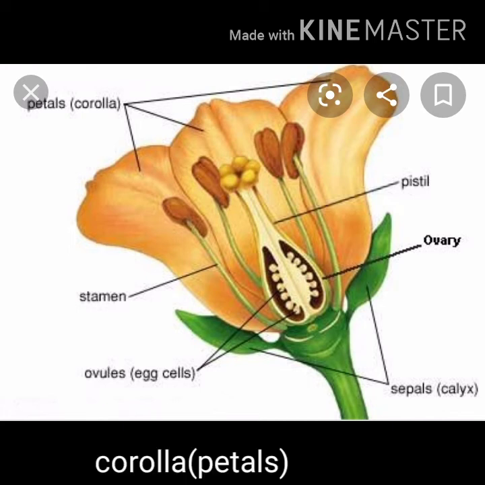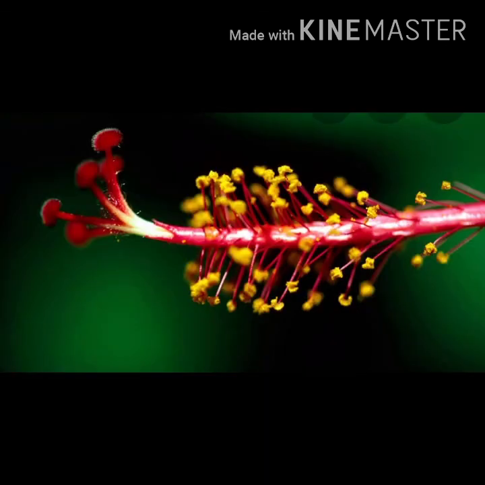The second important part of the flower is the corolla. Corolla consists of variously colored petals, and this colored corolla with a good fragrance can attract insects and others for pollination. After the calyx and corolla, we can see the innermost parts of the flower, the essential parts, that is the androecium and gynoecium.